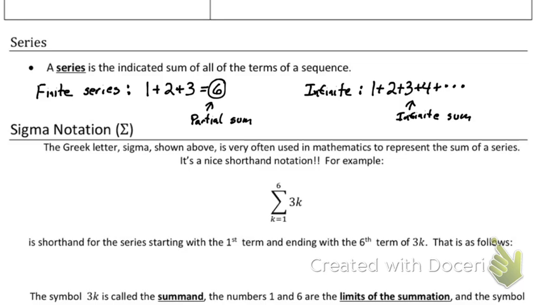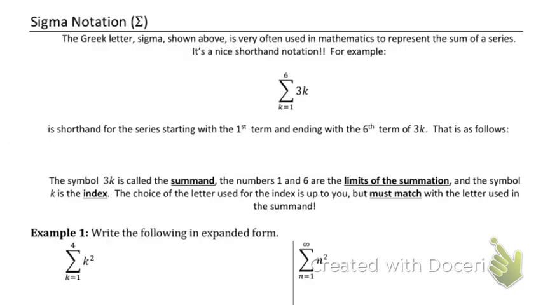All right, to tell someone we're doing a series, we're adding these things, we're going to use something called sigma notation so I don't have to list everything out that we're adding. Sigma notation will tell you you are adding a whole bunch of numbers together. And we have some names that go along with this and why they're important. The first ones I want to point out to you are the 1 and the 6. Those are called your limits. So 1 and 6 are going to be your limits.